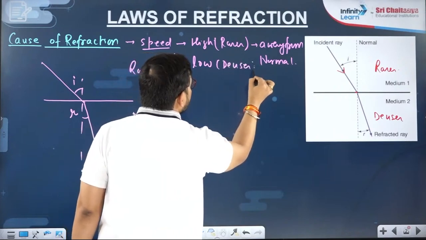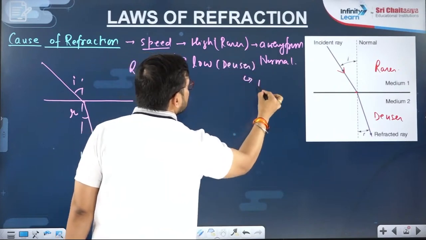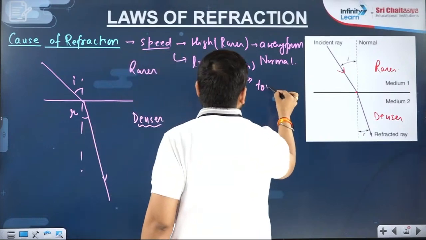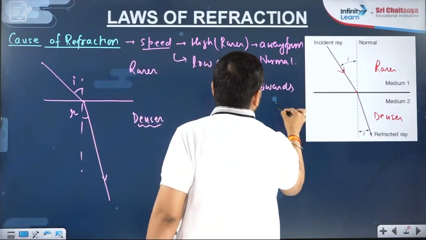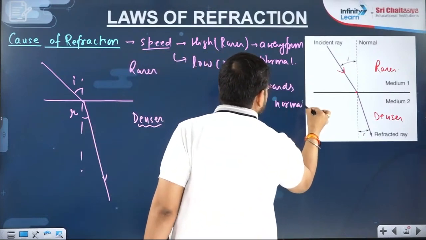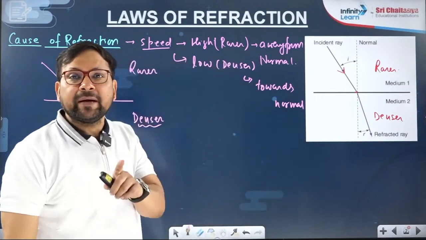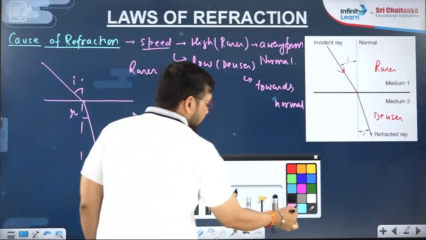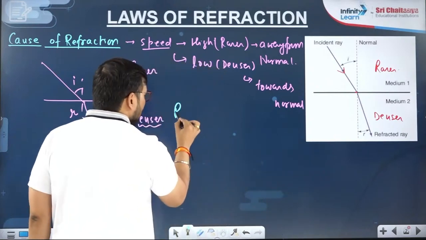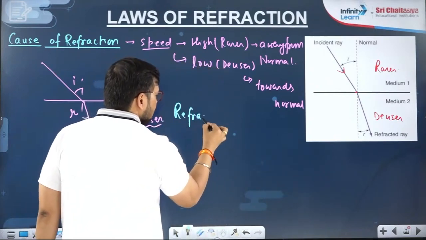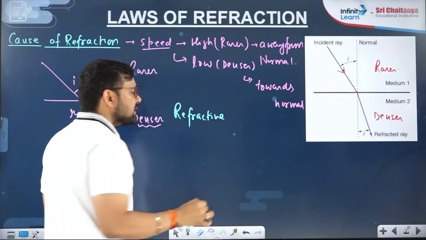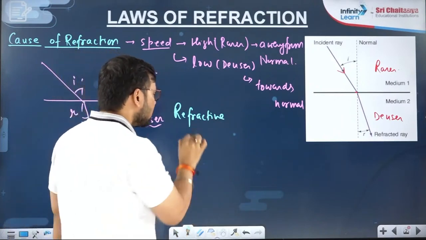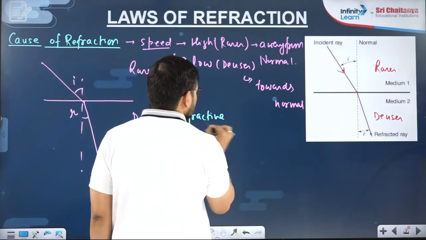Towards the normal. And this speed comparison, we write as a ratio, and that ratio is called refractive index. So refractive index is a ratio. It doesn't have any unit or dimension. It's not a physical quantity, rather it's a ratio.